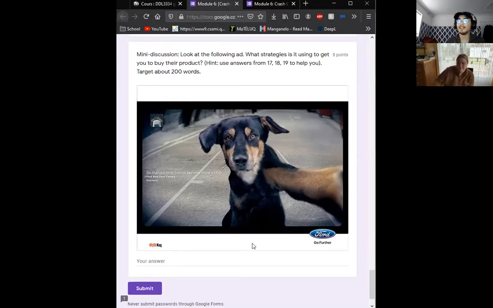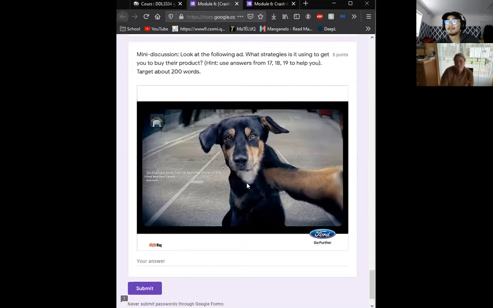what's up with this ad? And then when you further inspect it, you have a slogan here that says, so that our little friends become more visible. So then you realize that it's a car ad and it's talking about the rear camera, the Ford rear view camera. And now it appeals to your emotions because now you're thinking, oh, people do run over dogs when they back up their cars, right? But what the ad is saying is with the Ford camera, you can save dogs.